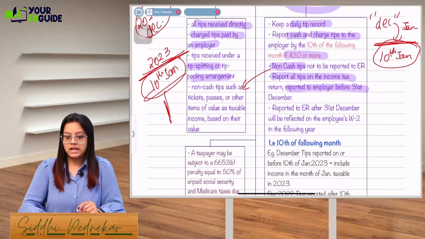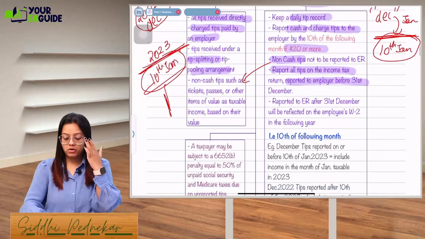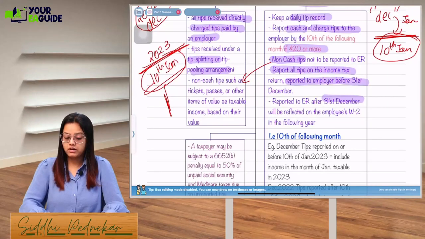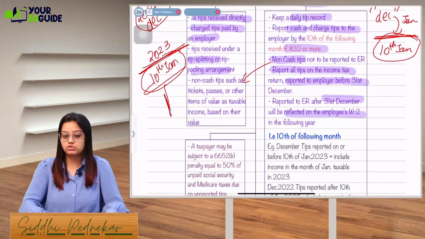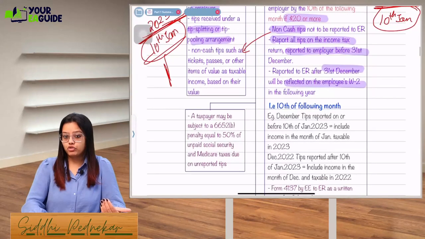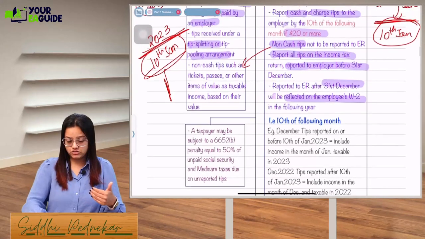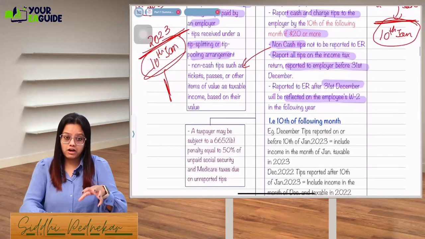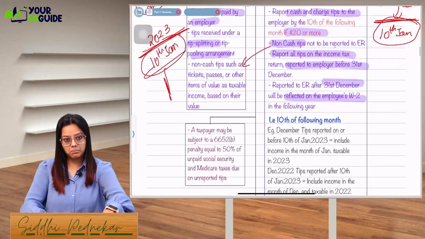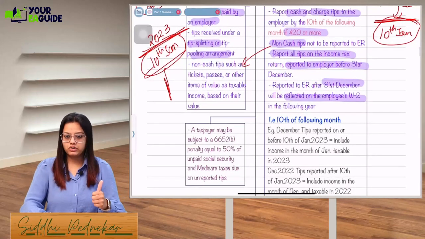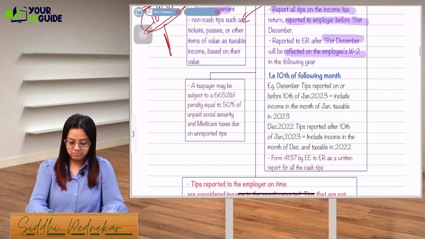December. But let's say if it is reported to the employer after 31st December, it will be reflected on the employee's W-2 in the following year. But there is one exception. If you report it before 10th of Jan, it will be included in the following year. After 10th of Jan, if you report late, a delay in reporting the tip income, it will be included in the 2022 tax year. This is the example which is mentioned over here.